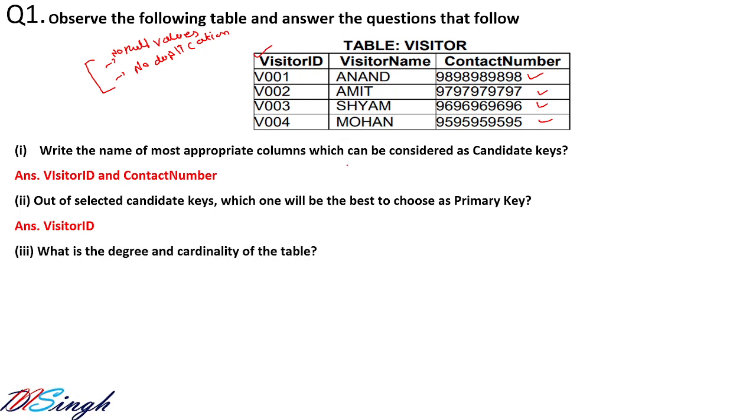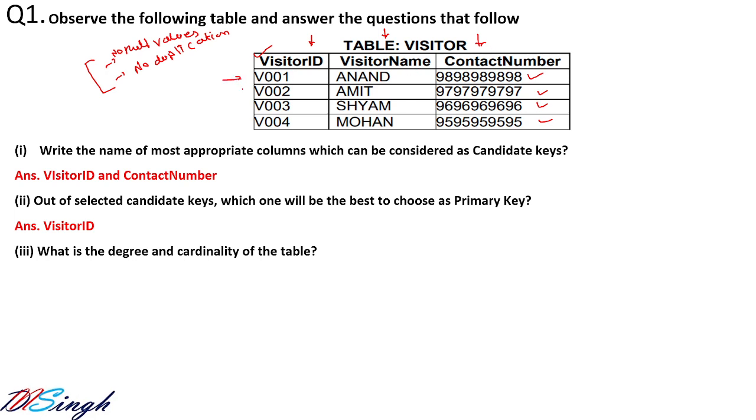So degree is called number of columns in the table. So how many columns? Columns, fields and attributes all are same. All three names are given to the column only. So we have three columns here. So degree is 3. And what is the cardinality?